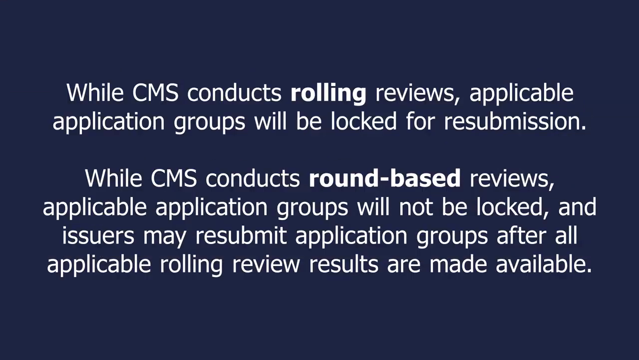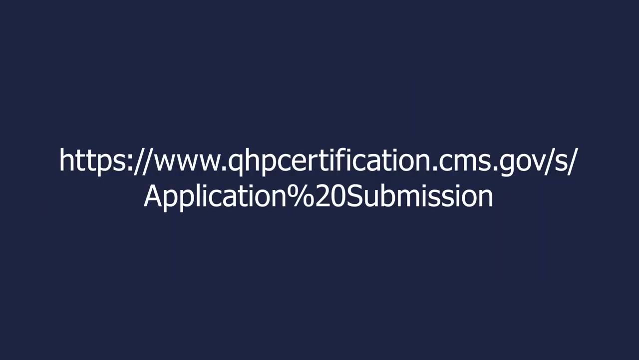Some review areas are rolling, meaning applicable application groups will be locked for resubmission while the review is conducted. Other review areas are round-based, meaning applicable application groups will not be locked based on these reviews, and issuers may resubmit application groups after all applicable rolling review results are made available. For more information on which review areas impact the locking of application groups, refer to the QHP Certification Issuer Toolkit posted on the Application Submission webpage of the QHP Certification website.